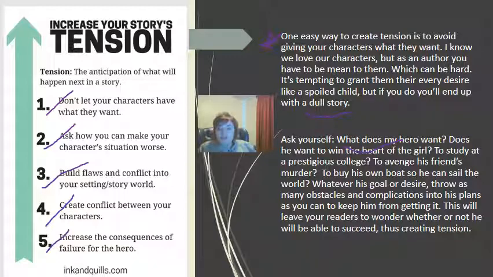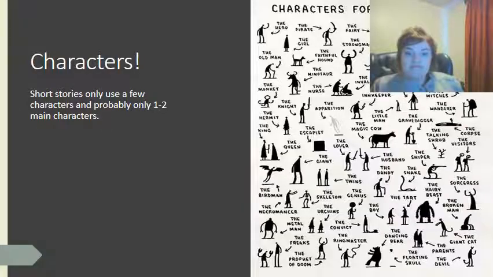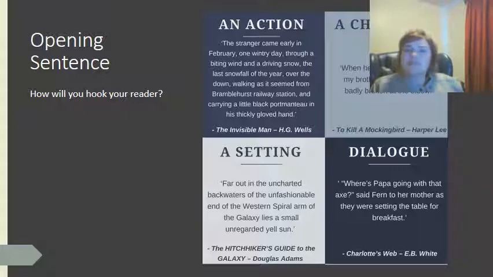This will leave your readers to wonder whether or not he will get it if you keep him from getting this want or this desire right away. Here are some opening sentences. You can start with an action.